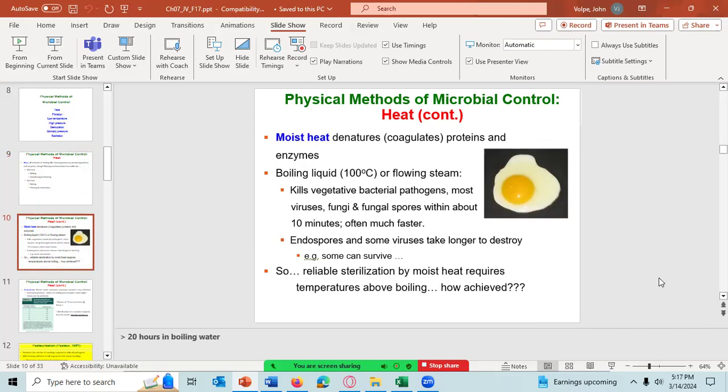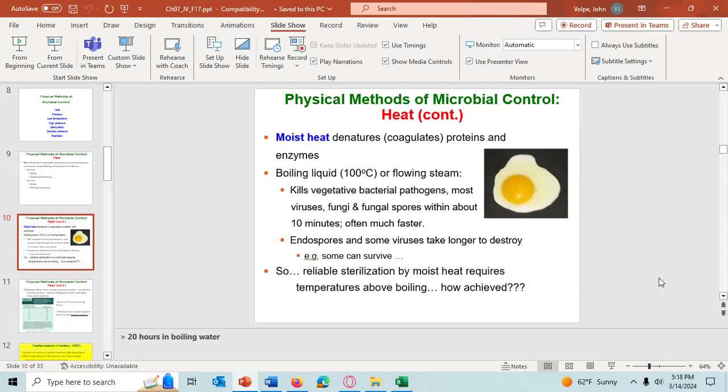So moist heat denatures proteins and enzymes. Boiling at 100 degrees C or flowing steam kills all vegetative pathogens. It kills most viruses, fungi, and fungal spores within about 10 minutes. Often it kills the cells much sooner. Like E. coli, all you need to do is bring it to a boiling temperature and the E. coli cells are dead. Any question about any of that?